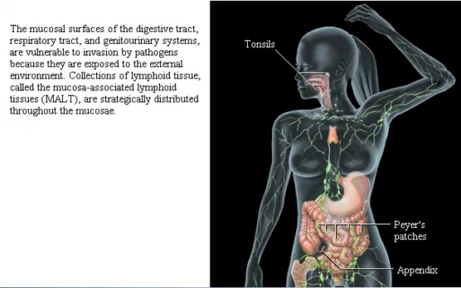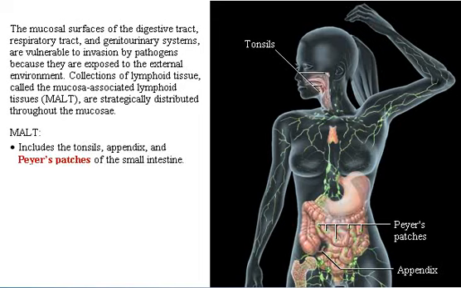The mucosal surfaces of the digestive tract, as well as the respiratory tract and genitourinary systems, are vulnerable to invasion by pathogens because they are directly exposed to the external environment. Like guardhouses and watchtowers strung along a castle wall, we have collections of lymphoid tissue, called the mucosa-associated lymphoid tissues, MALT, strategically distributed throughout the mucosae.